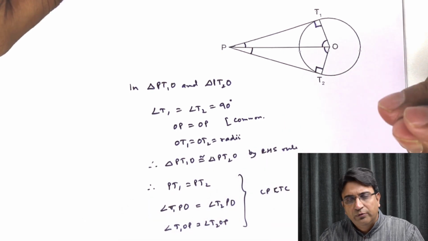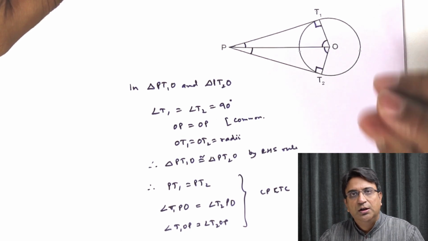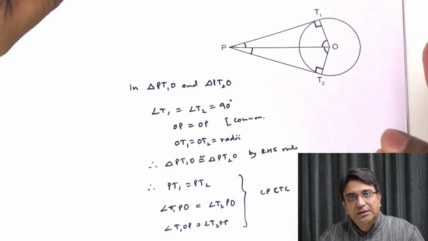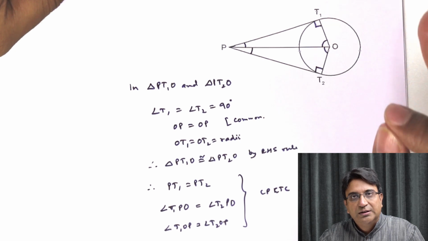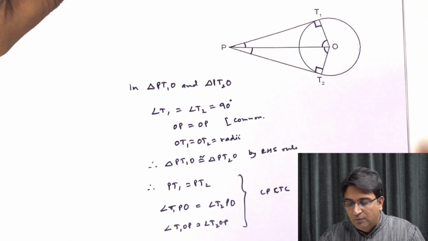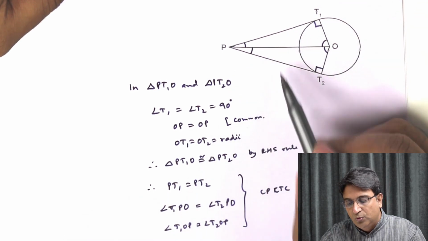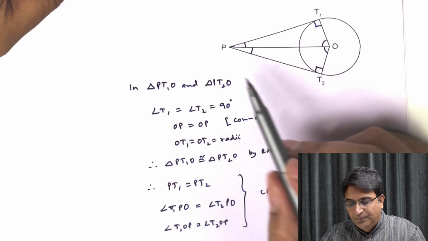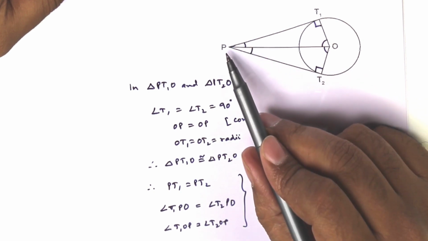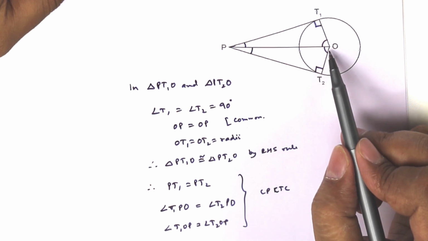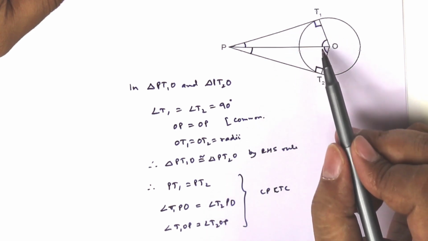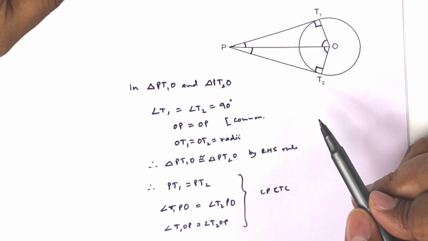So these are the two theorems which we have to use to solve various problems. First one, that a tangent is perpendicular to the radius at the point of tangency. Second one, which says from an external point the two tangents drawn are equal. They are equally inclined to the line joining the point and the center, and both the tangents subtend equal angles at the center of the circle.